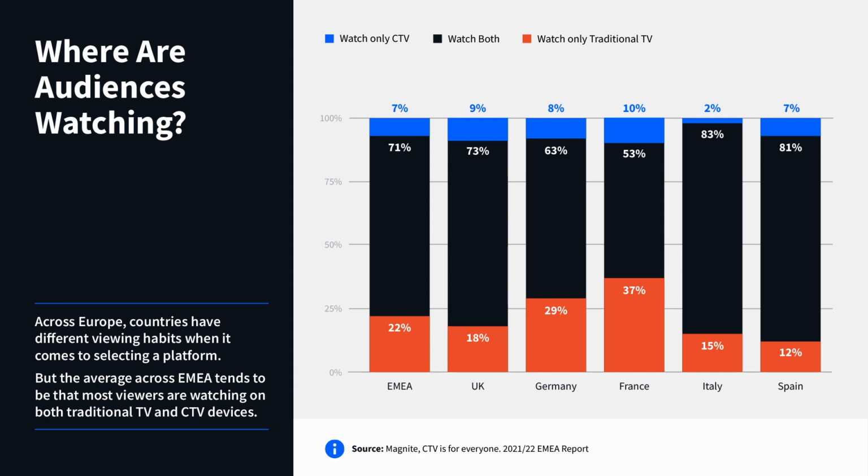So to better understand what we're looking at in this graph, the bright blue is the percentage of users who only watch CTV. The black is people who watch both, and the orange is the people who only consume traditional TV. So you can see quite clearly that most people are consuming both. Specifically, in places like the UK, Spain, and Italy, we're seeing really high numbers of people using both as a way to consume content.